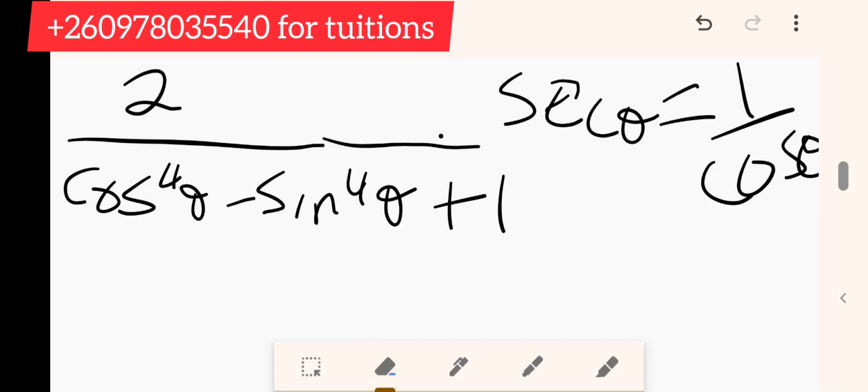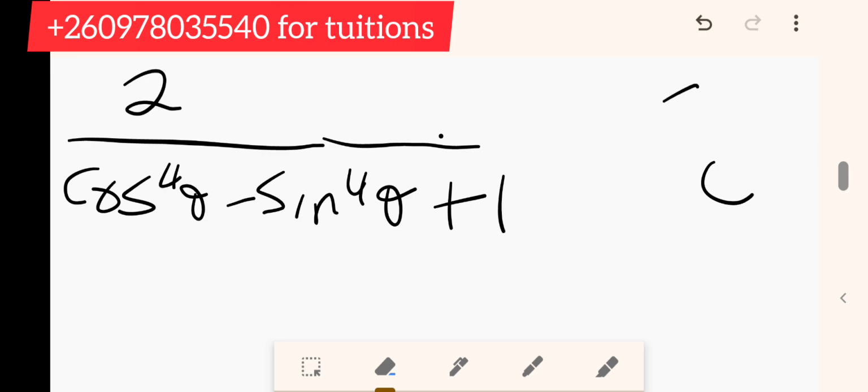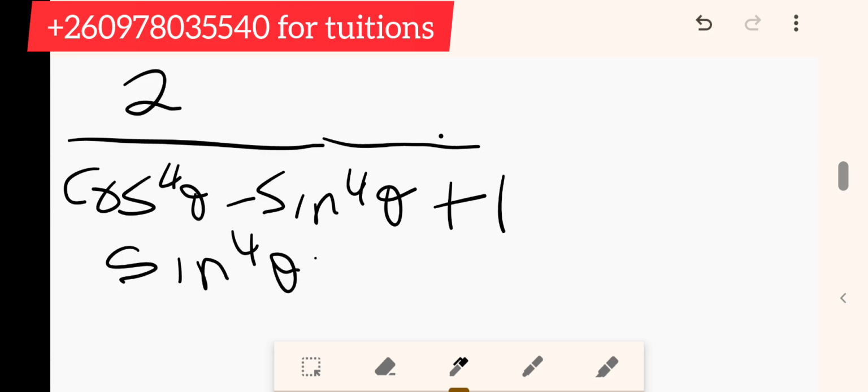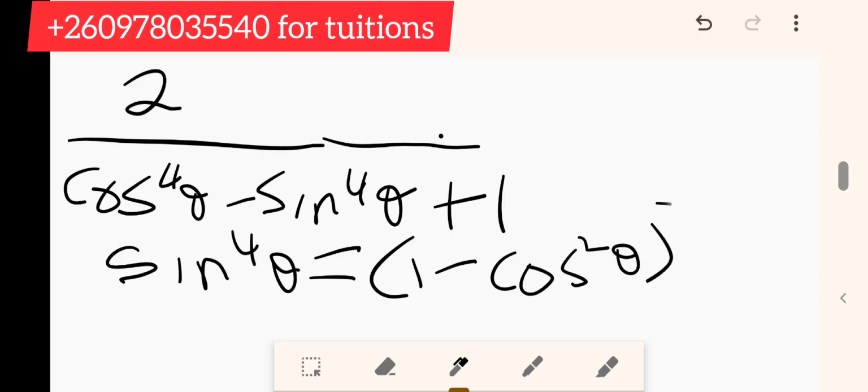But we're still going. The rule which you won't learn at your school is this rule: sine power 4 theta is the same as 1 minus cos squared theta, all squared. That's what it means. This rule you won't learn at school.